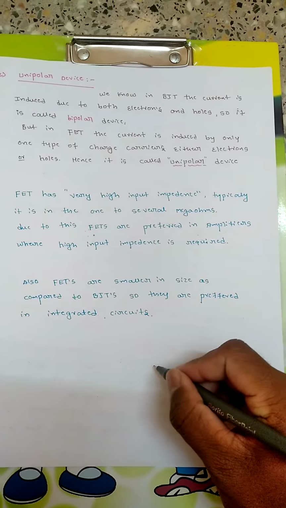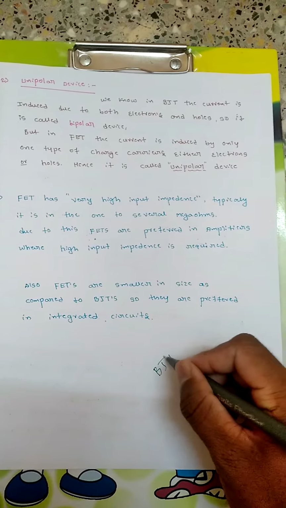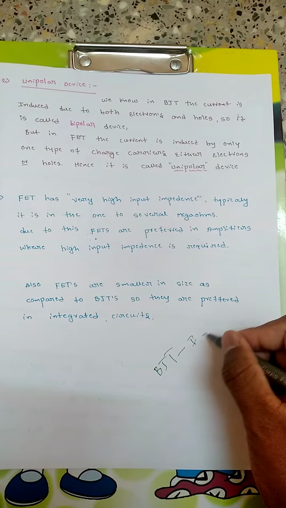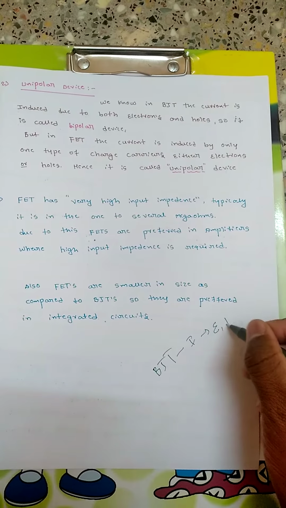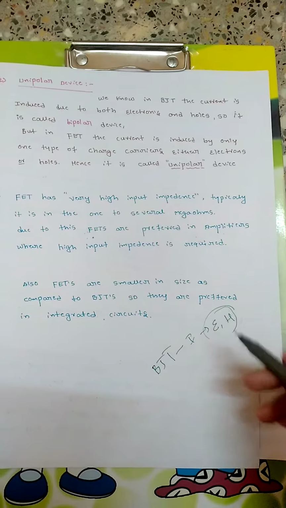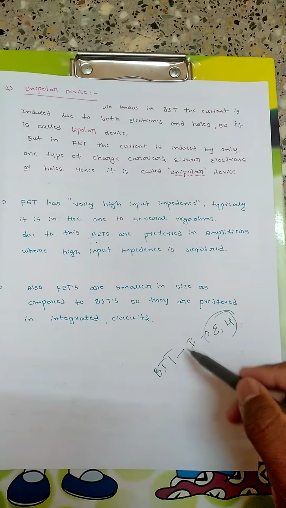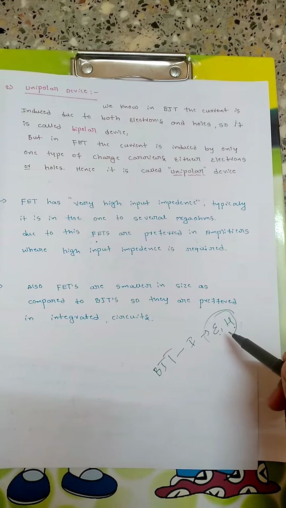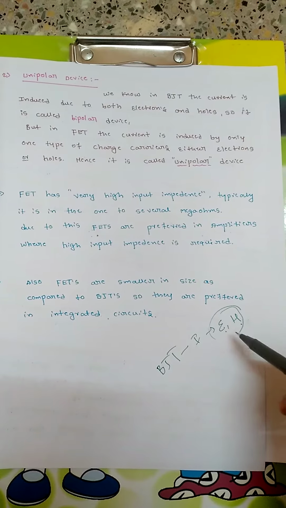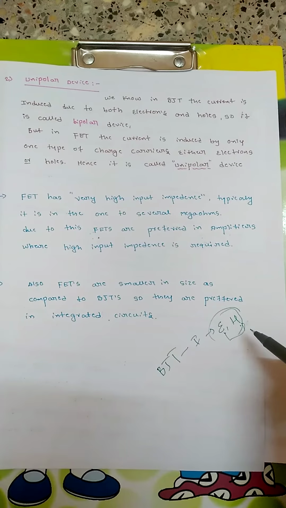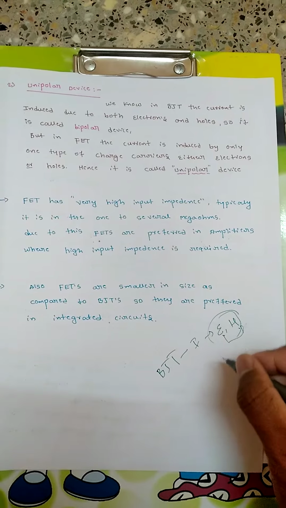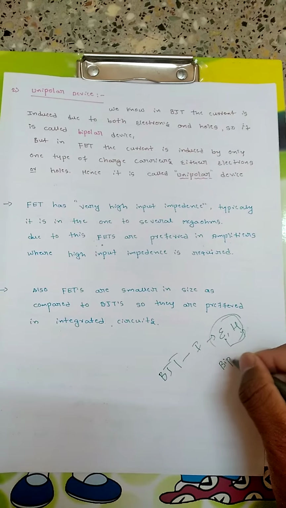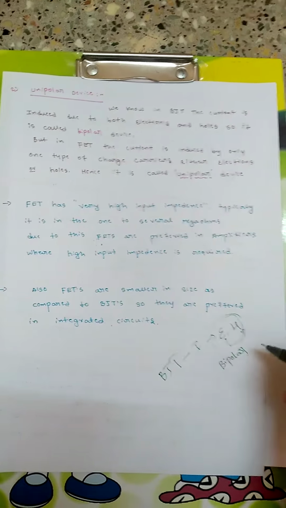So what it is saying is, in a BJT the current is induced by both electrons and holes. So in the case of a BJT, the current which is induced will be due to the electrons and holes. There are two carriers, two charge carriers which are used to induce the current. So that's why it is called bipolar.